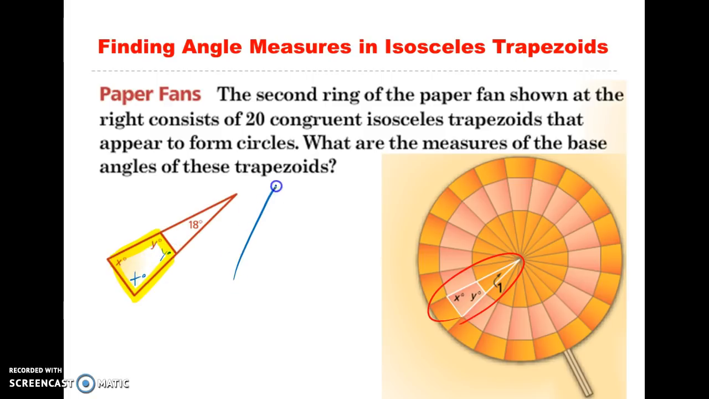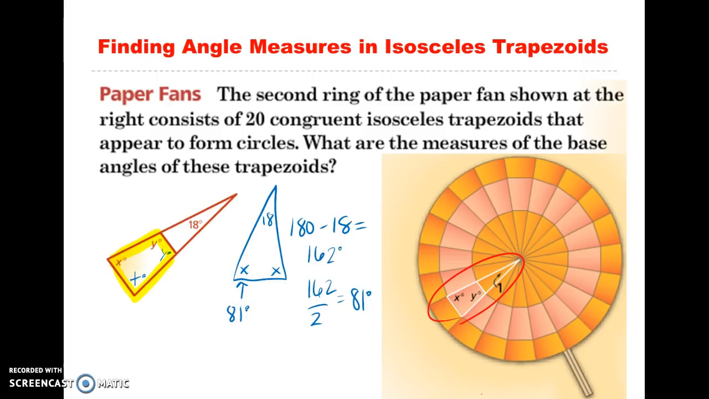But if I look at it this way and then I ignore y, I know this is 18, x, and x. If a triangle adds up to 180, I'm going to subtract 18, and I'm going to get 162 degrees. Since both of them added together equal 162, I'm going to take 162 and cut it in half. And I'm going to get 81 degrees. So I know x is 81 degrees.